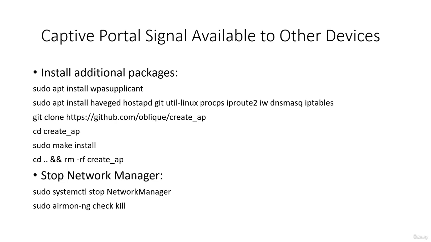What you have to do now is install some additional packages on your Linux machine. Make sure to just type this. As you can see, it's pretty easy. Just type every one of the commands in your Linux terminal, and it will do all of this automatically. Then after you install the additional packages, you have to stop the network manager. Just type this and, as you can see, airmon-ng will kill the network manager.